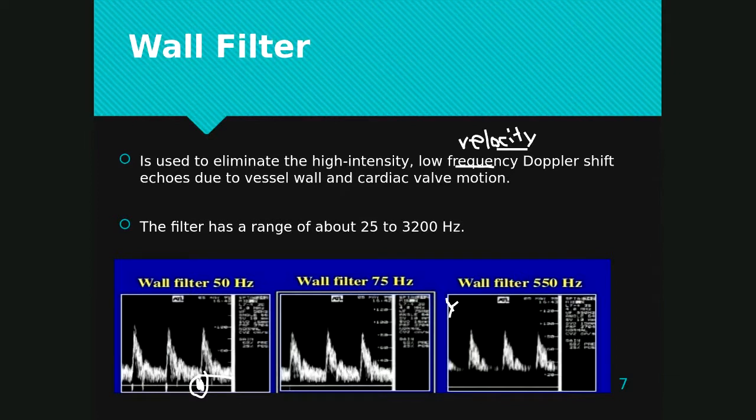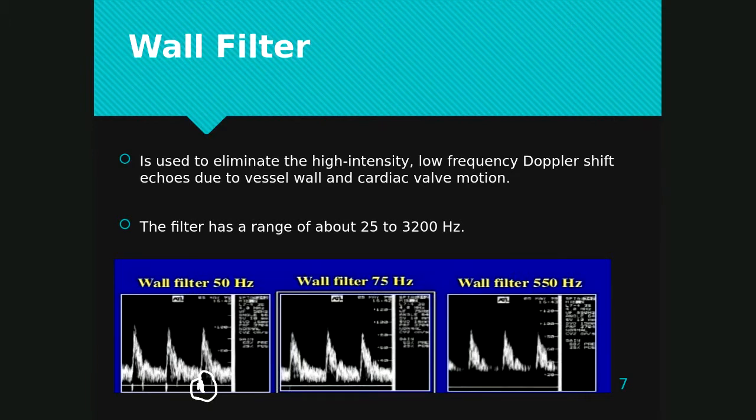Okay, so this is what we're looking at. On the Doppler display, we usually refer to this little mark here of high amplitude, low velocity as clutter. So when the wall filter is set at 50 hertz, we're getting clutter on the display. To eliminate the clutter by increasing the wall filter, we are filtering out anything basically that's 75 hertz and below. So if that signal was below 75 hertz, it's going to be cleaned off of the display.